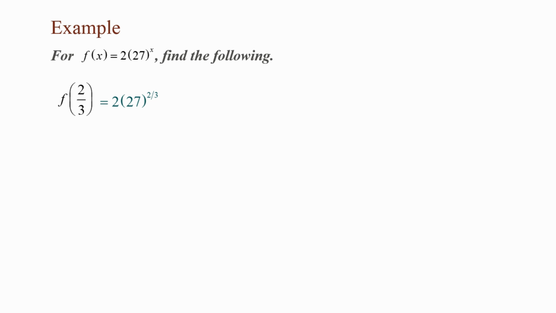Splitting up our exponent, we have 2 parentheses 27 to the 1/3 squared. 27 to the 1/3 power is 3. So we have 2 times 3 squared. 3 squared is 9. 2 times 9 is 18. So for an input of 2/3, we have an output of 18.